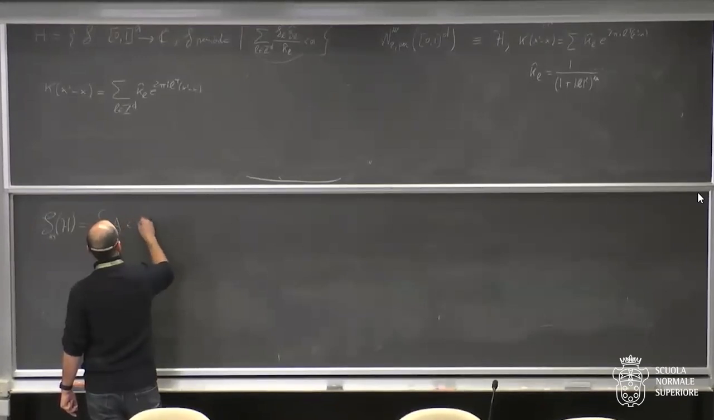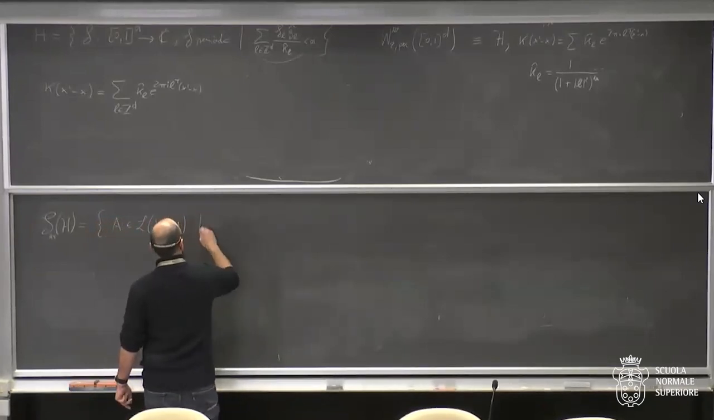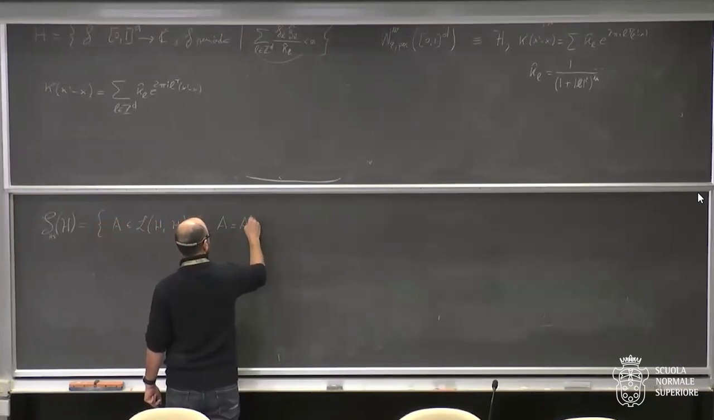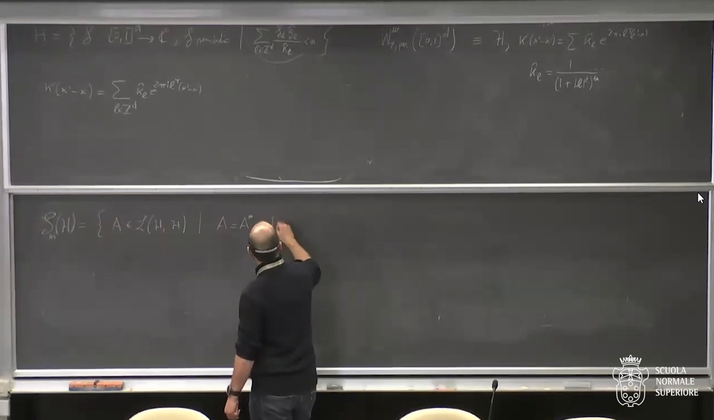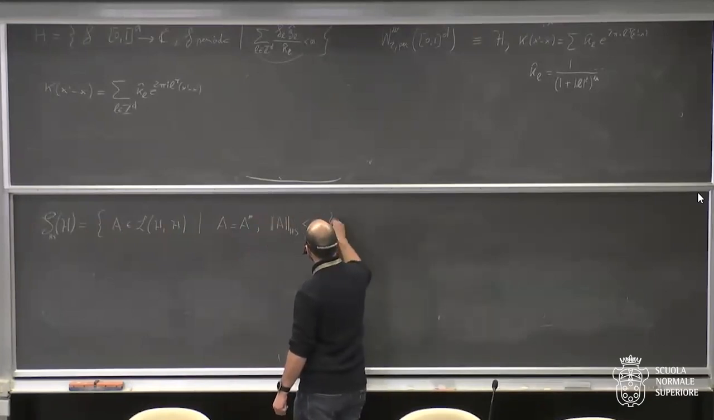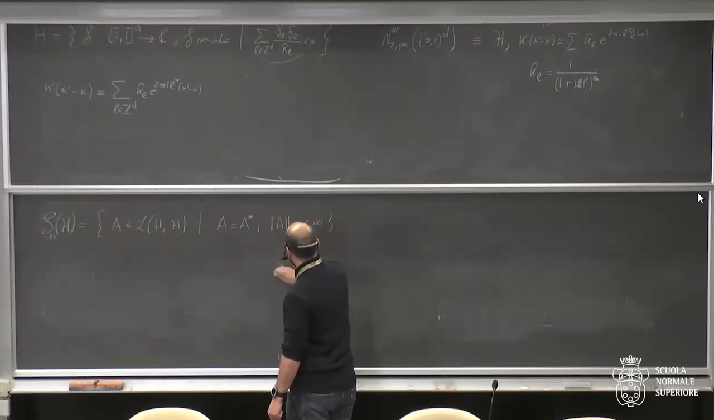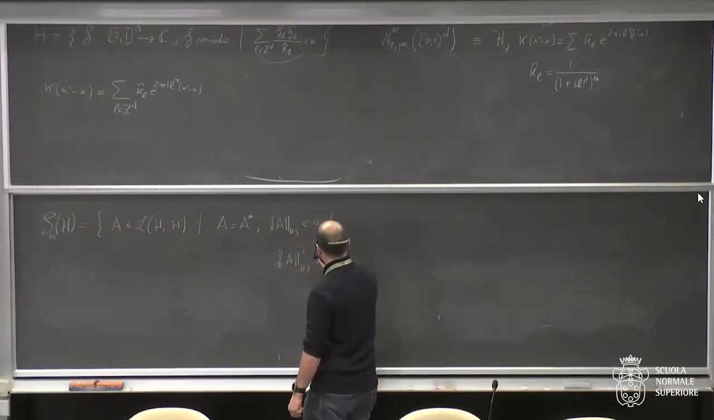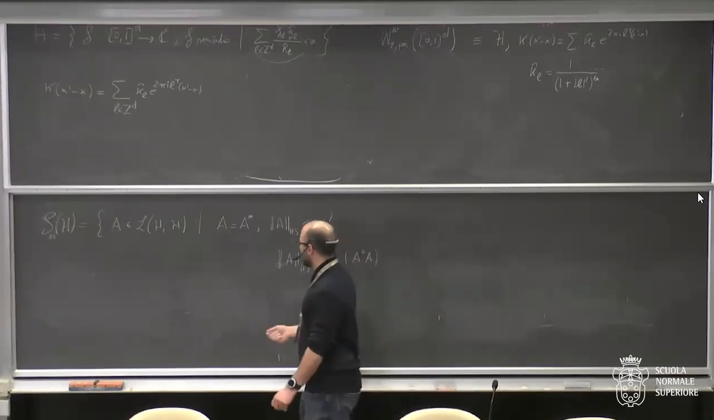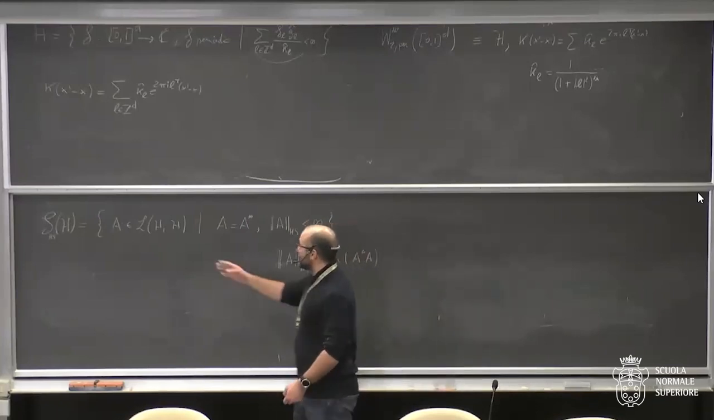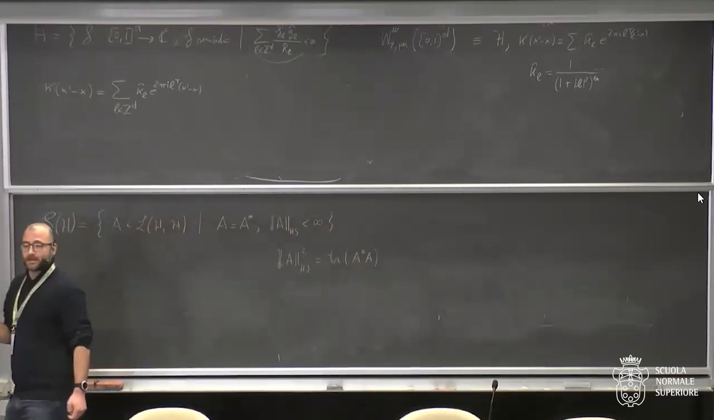A star, linear operators from H to H such that they are Hermitian and the Hilbert-Schmidt norm is finite. The Hilbert-Schmidt norm is one of the easiest and corresponds to the trace of A star A. And this space is also a Hilbert space given this norm.